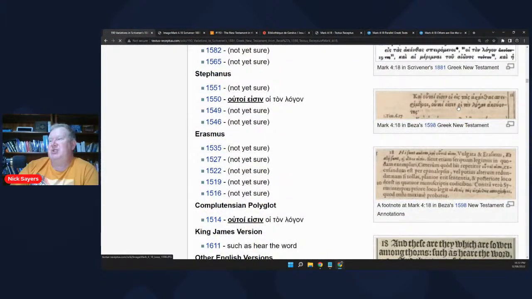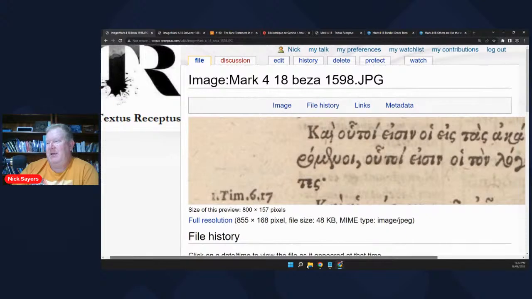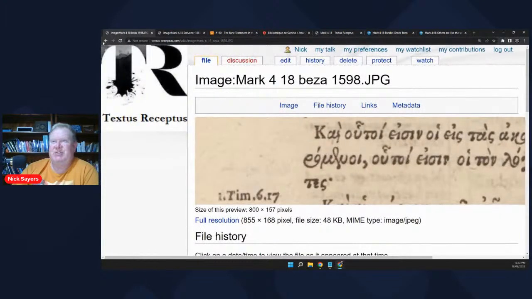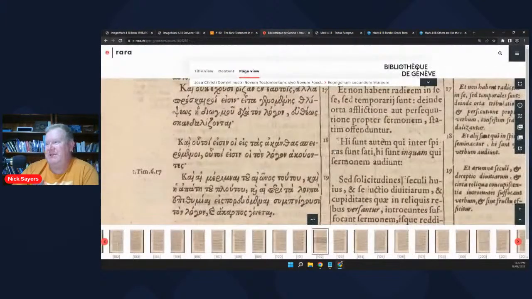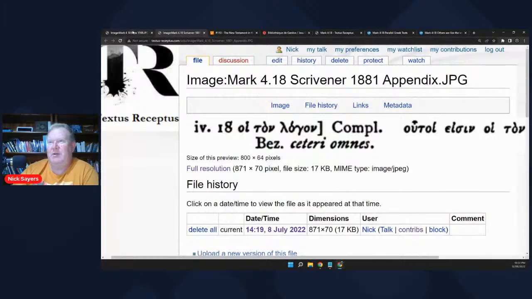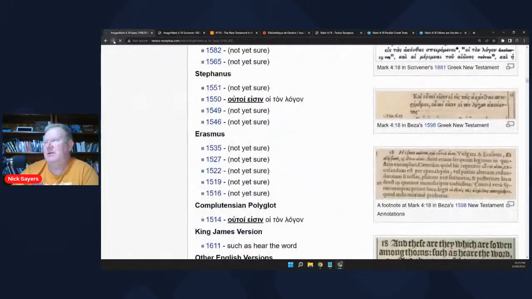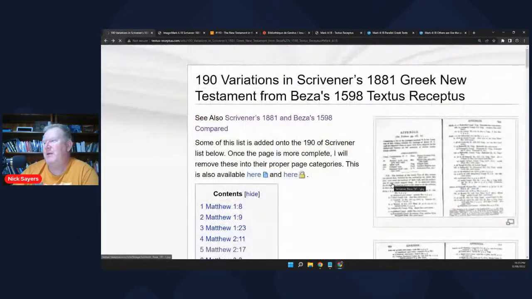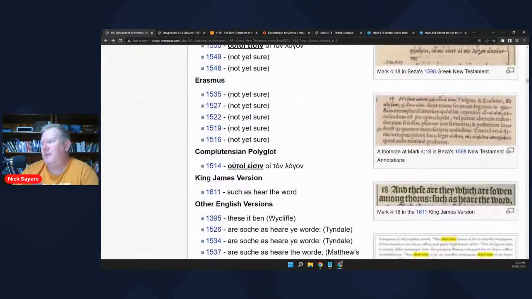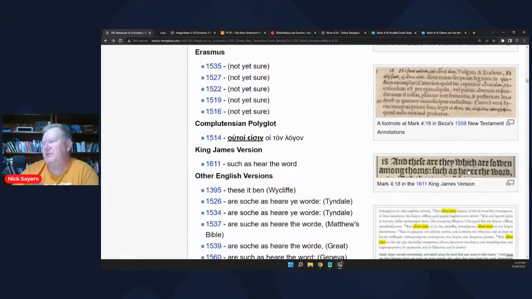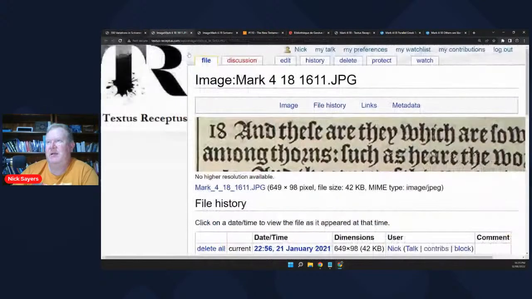Okay, so I've basically just shown you these pictures here. They're just screenshots of what I showed you in Beza's text, just so anyone doing this study doesn't have to rehash everything. You can go through and the work's already been done there. And so let's have a look at the King James. Let's read exactly what it says.